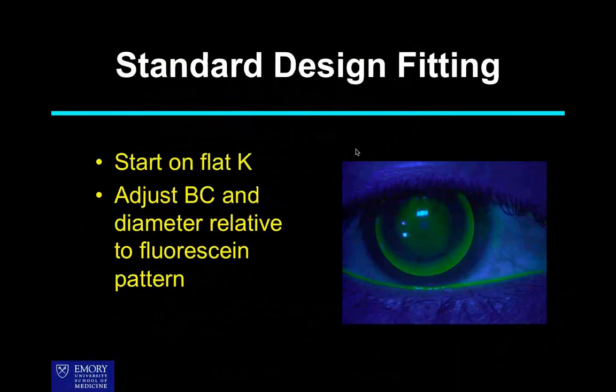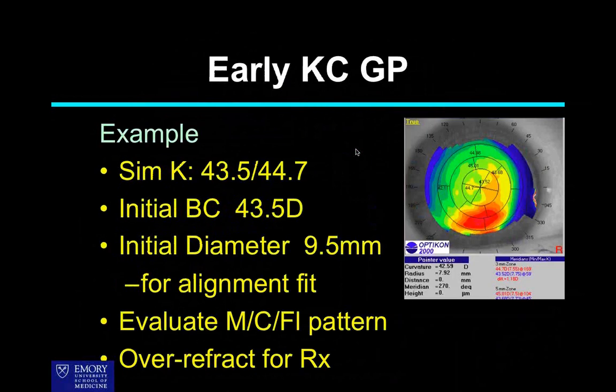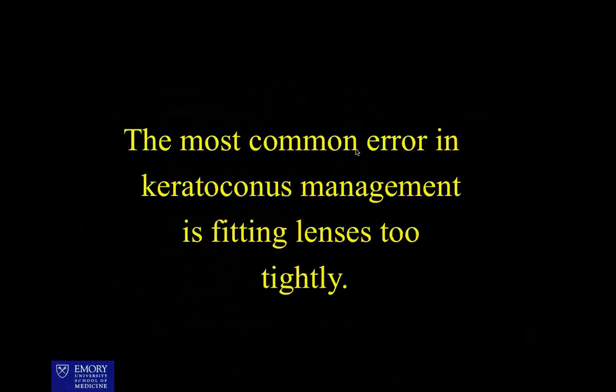If you don't know where to start on flat K, adjust your base curve and diameter relative to your fluorescein patterns. Your fluorescein patterns are going to drive you as to where you need to go. As an example, if this is the SIM-K 43.5 over 44.7, start with 43.5. And again, let the fluorescein guide you. The movement, the centration, the fluorescein pattern, and then the over-refraction for your actual final lens components.